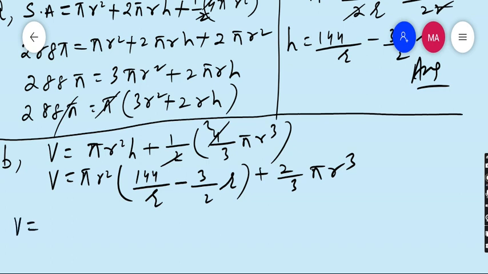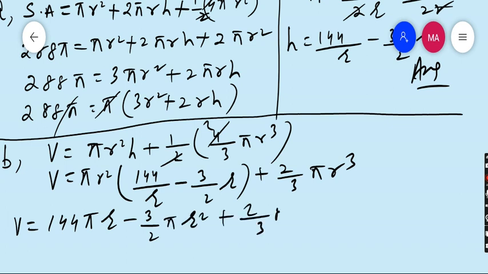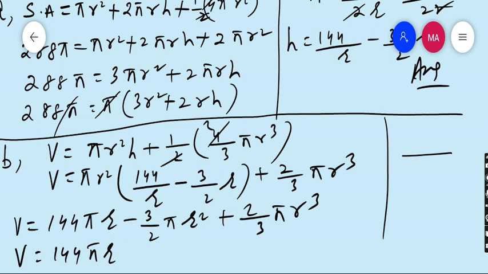Now multiply πr² by 144 upon r. So it is 144, r cancelled by r², only 144πr. πr² multiplied by 3 upon 2r is 3 upon 2 πr² plus 2 upon 3 πr³. So V is equal to 144πr, 3 upon 2 minus 2 upon 3.